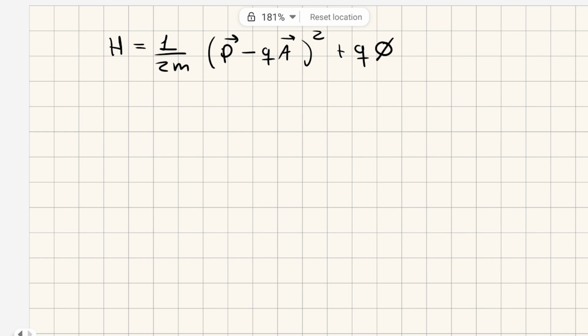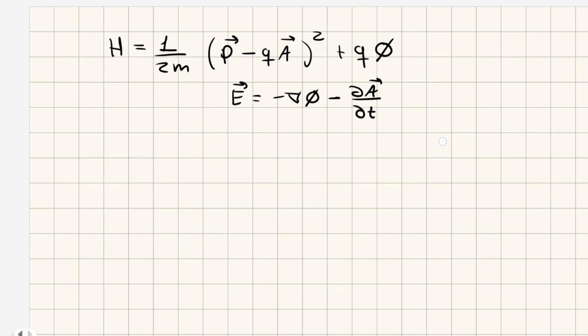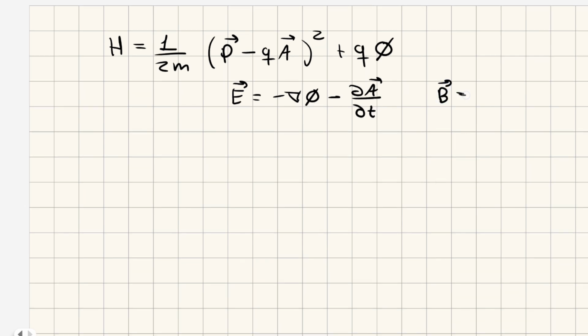where these are related to the electric field as minus the gradient of phi minus the partial of A with respect to time. And for the magnetic field we have that this is the curl of the vector potential A. Perfect. This is what we showed in the first lesson on this topic.